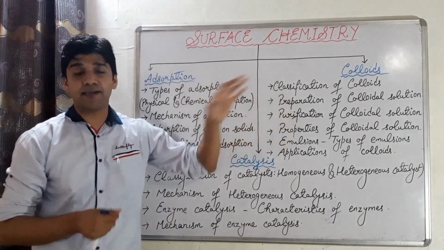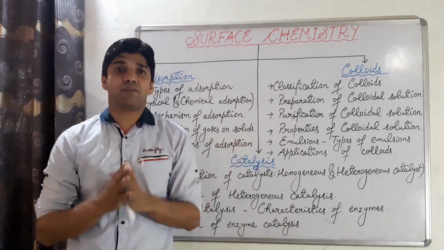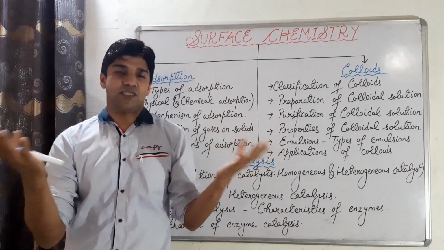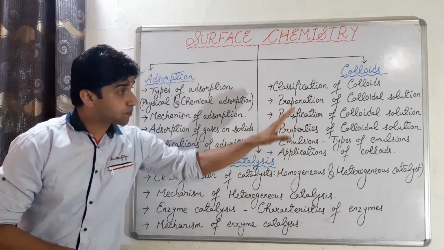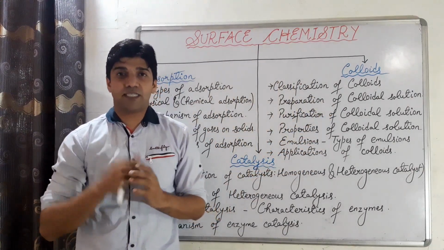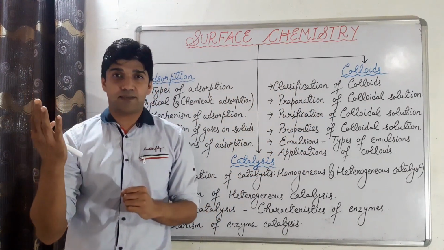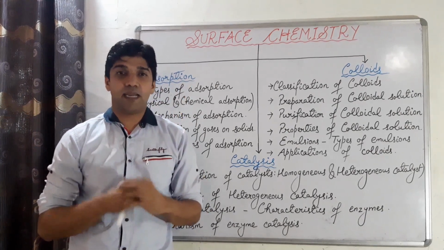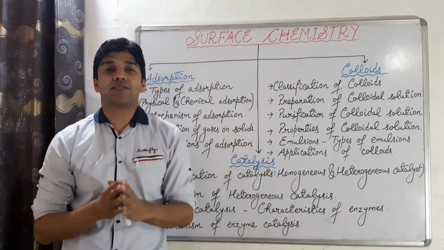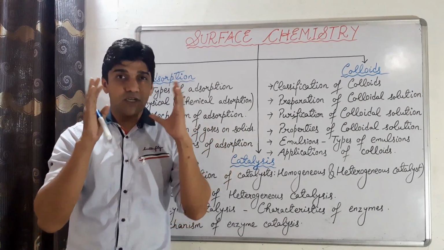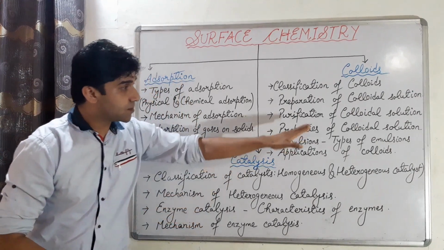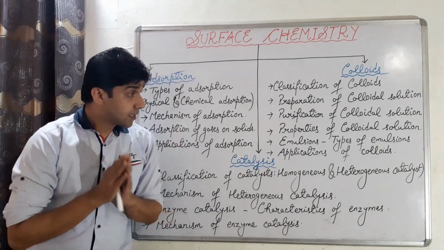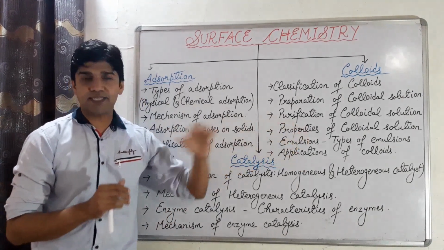Then we will purify the colloidal solution by the methods such as dialysis, electrodialysis, ultrafiltration, and so on. Then properties of colloidal solution. We'll discuss properties such as optical properties, which is Tyndall effect, Brownian movement, electrophoresis, electroosmosis, coagulation. So we'll discuss all these properties under properties of colloidal solution. Clear? And then we will cover emulsions.